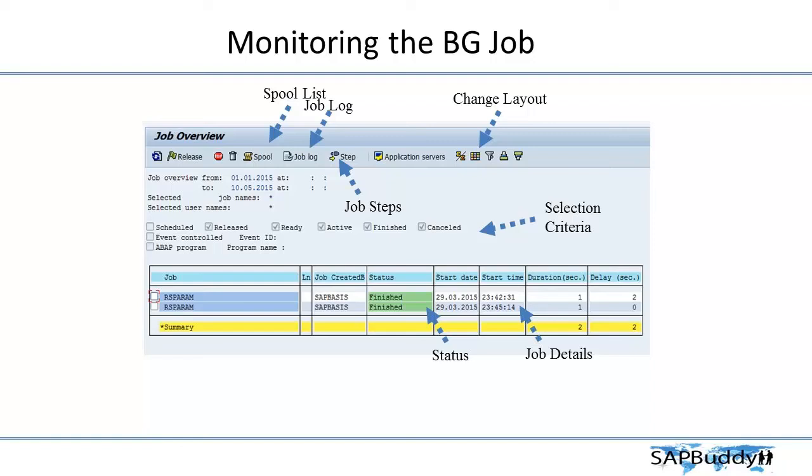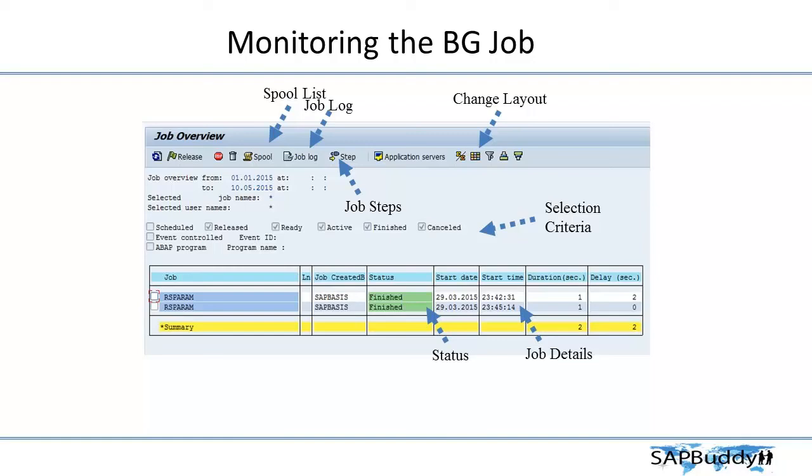So the spool list is the output of the specific program, what it needs to give you as an output. The job log is the steps, how the program is being executed, the log of the program. This is not an output. Then we have steps. The steps give you the detail of the steps which were executed in this particular job.